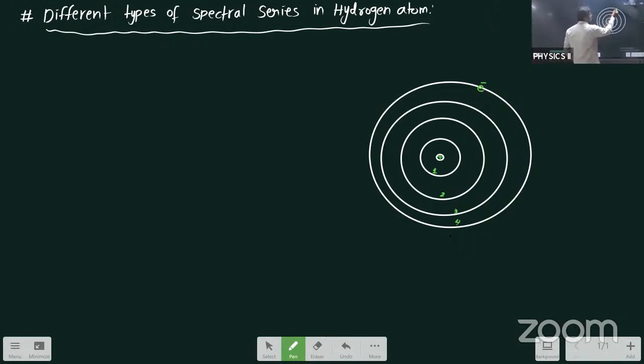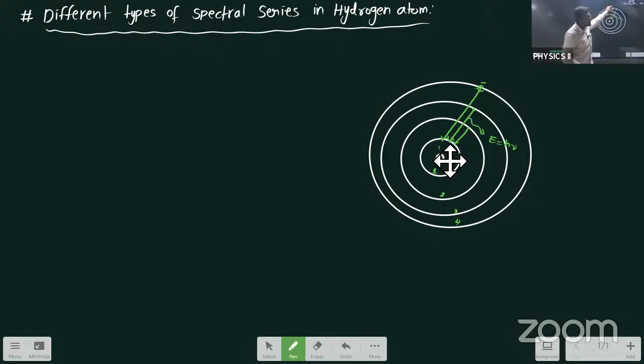While coming down to the first level, what will happen? It will emit some energy, E equals h nu. Similarly, if there is one more electron revolving in the third orbit, again this electron will come and reach the ground state, and while coming down it will also emit energy of radiation, E equals h nu. Similarly, there might be another electron revolving in the second orbit; while coming from a higher energy orbit to a lower energy orbit, it will emit some energy.